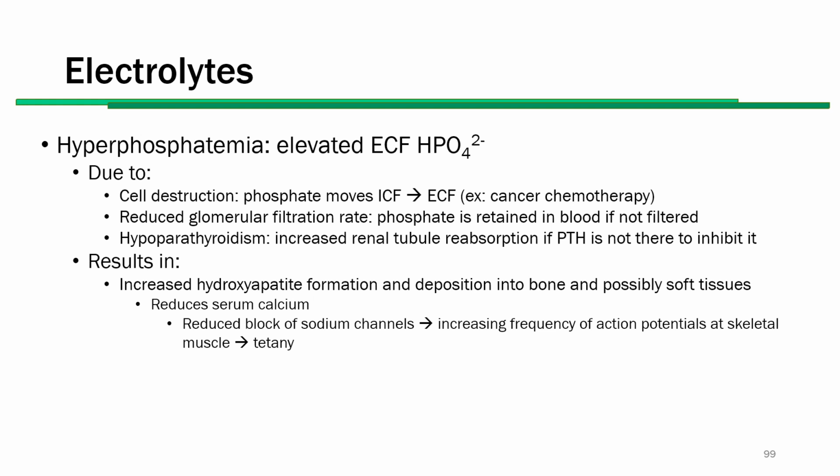Remember that calcium blocks those sodium channels. So if we don't have that calcium to block those sodium channels, then sodium is going to increase the frequency of action potentials. So in that way, if there's too much phosphate using up the calcium so it can't block the sodium, it's also going to have muscle impact. Very indirectly, but it's still going to have muscle impact.